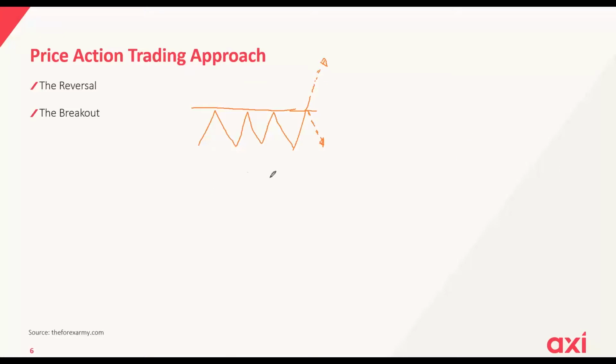All right, so a reversal basically means that whether you're playing a reversal from here downwards or you're playing a reversal from here upwards, that means you're playing the drop or you're playing the bounce. Breakouts mean that there's a clear level of resistance like over here, and then you're trying to play the breakout from here or from there. So today we'll be looking at these two kinds of approaches to trading, which I personally like a lot.